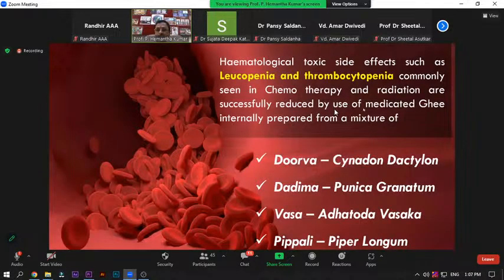In hematological side effects, we can see that after chemotherapy and radiotherapy, patients develop complications or side effects like leukopenia and thrombocytopenia. Here they are using medicated ghee internally, prepared with a mixture of Durva, Dadima, Vasa, Pippali. This is a research study conducted in post-chemo and post-radiotherapy patients to avoid the side effects and complications of chemo and radio.